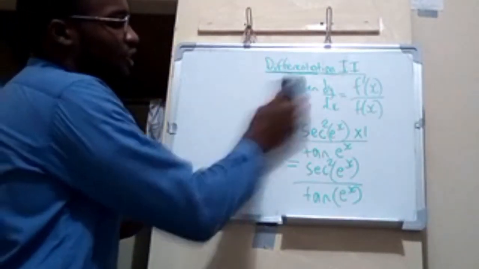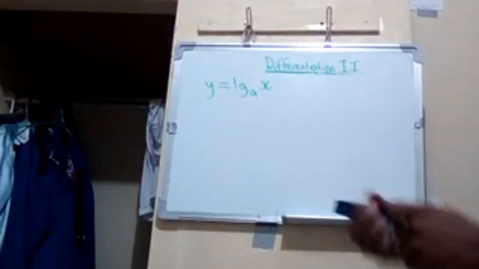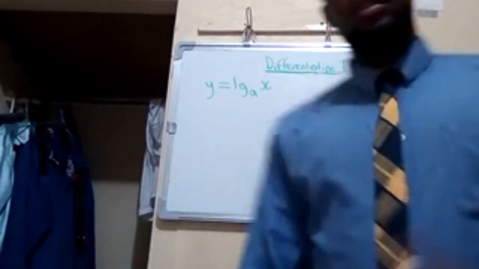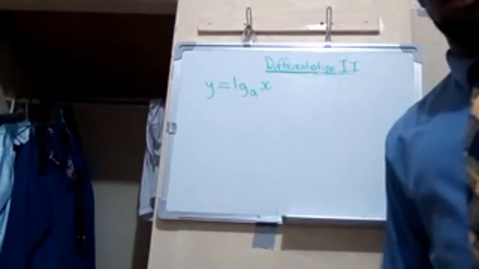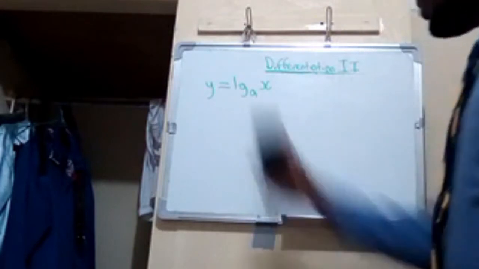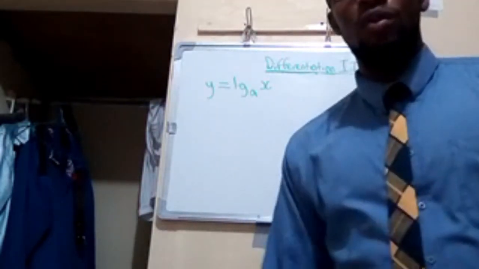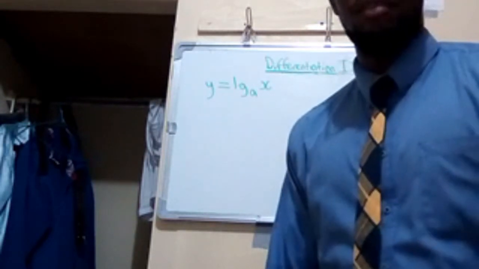Now let's say we're differentiating log to base a. How would we differentiate log to base a? Let y equal log to base a of x. How are we going to differentiate this function? We know how to differentiate the ln function, but we don't know how to differentiate this function. So we're going to use change of base to change the base to base e.